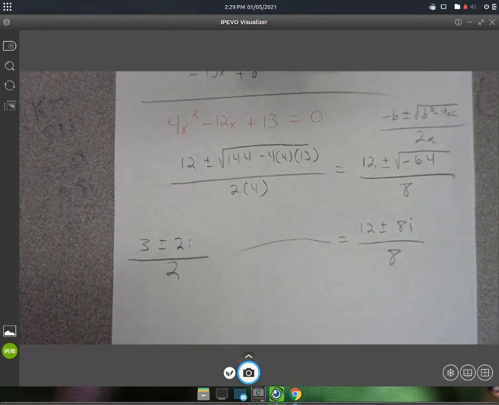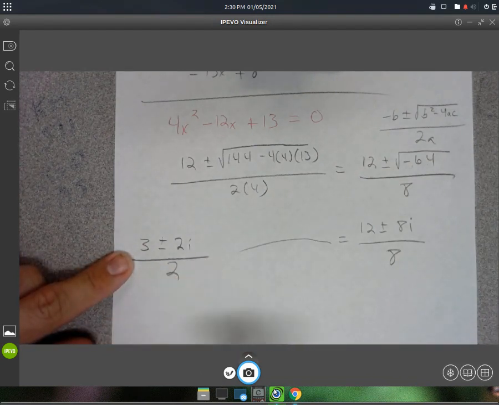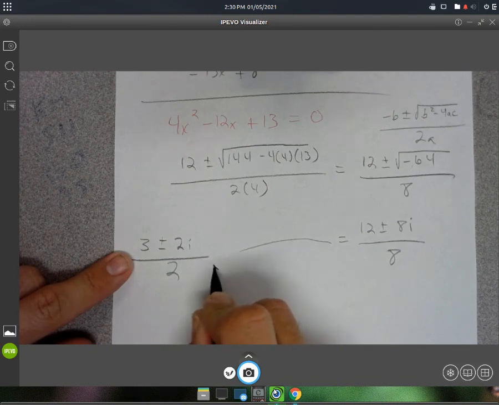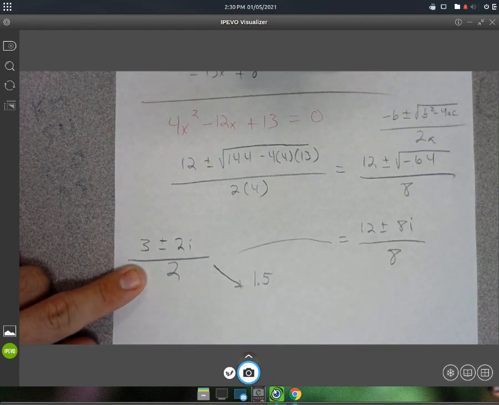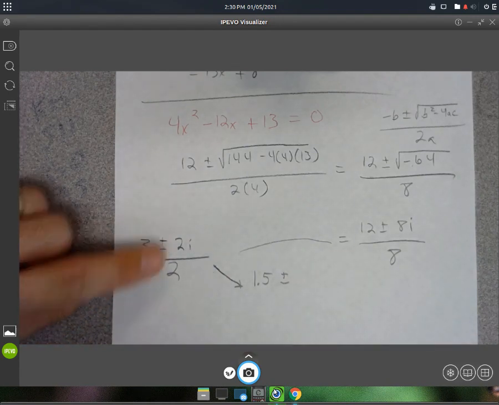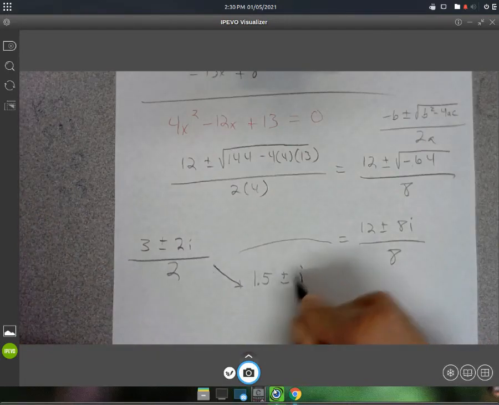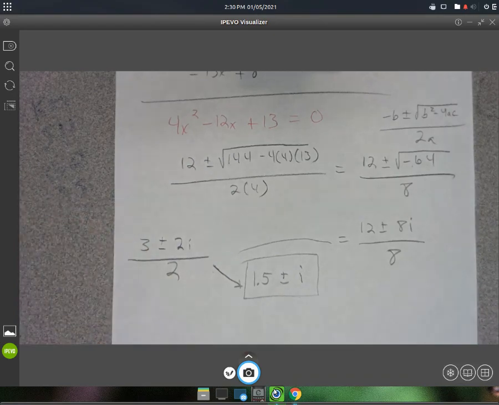If you wanted to make it a decimal, it wouldn't be too bad, actually. You could throw it in the calculator like we did earlier. But this would just be splitting the numerator. That would be 3 over 2, which is 1.5. And then plus or minus, and then 2i over 2 would just be i. So that would be your decimal answer, but this would just be your fractional, nice whole answer.